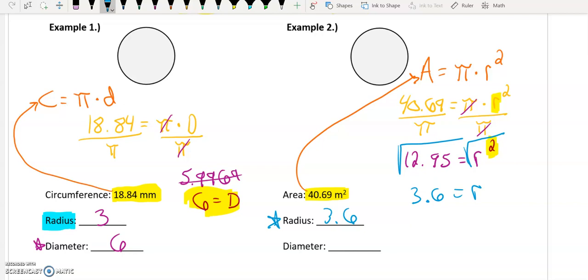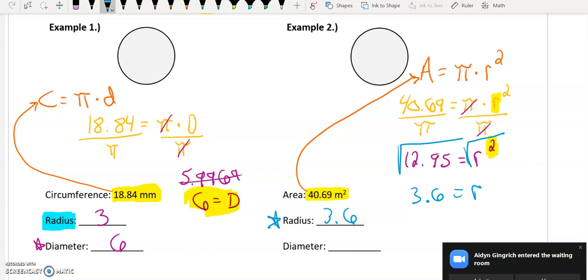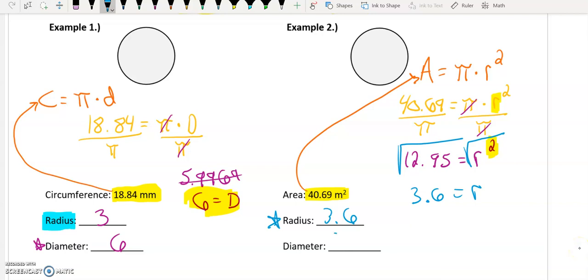And then last but not least, we still need to find the diameter, but that's a piece of cake now that I have the radius. Diameter is 2 of our radius. So I need to do my 3.6 and basically times it by 2. I want 2 of them. So that should give me 7.2 as my diameter.